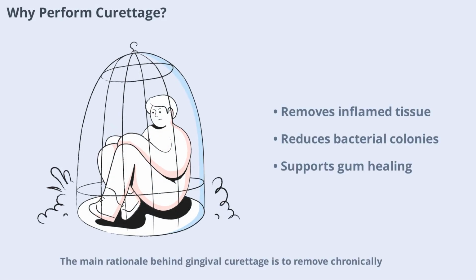The main rationale behind gingival curettage is to remove chronically inflamed granulation tissue from the lateral wall of the periodontal pocket. This tissue is often filled with fibroblastic and angioblastic proliferations, chronic inflammation, dislodged calculus, and bacterial colonies. By eliminating these unhealthy tissues, the procedure helps reduce inflammation and supports the natural healing of the gums. Understanding this rationale is crucial for appreciating the clinical benefits and the science behind the technique.